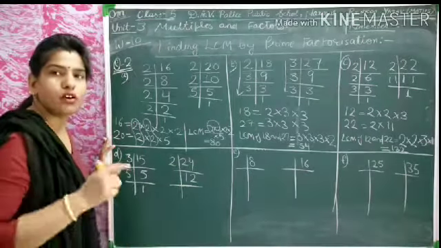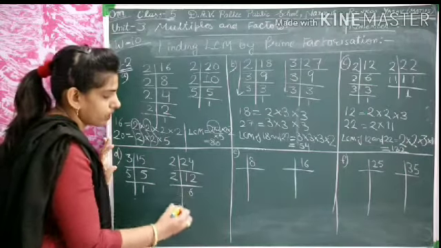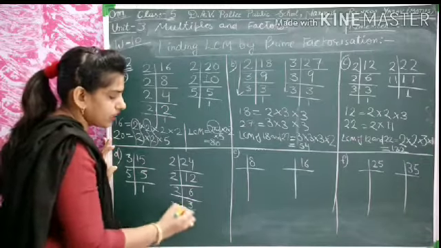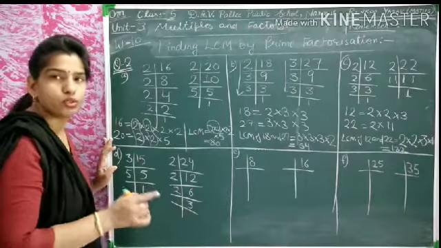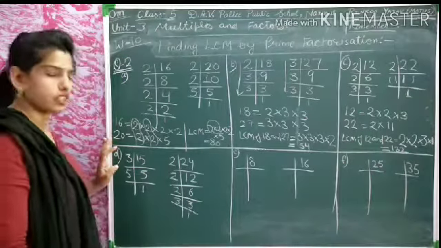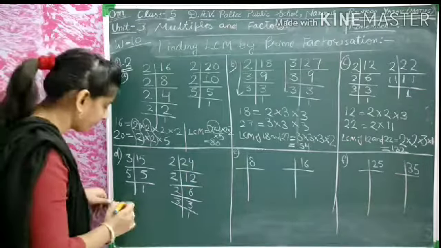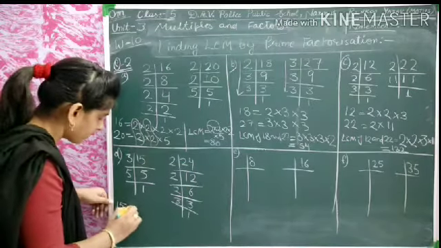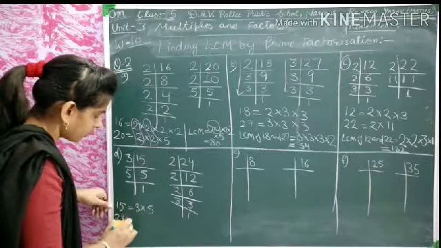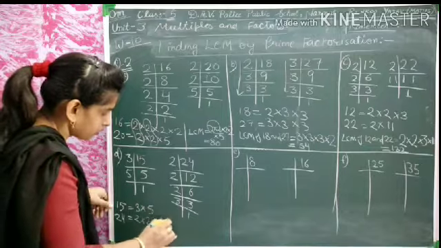Now it will also be divided by 2. Then 2 6s are 12. Now it is also divided by 2. 2 3s are 6. Now this is not divided by 2, so it will be divided by 3. 3 1s are 3. Now we have to find the LCM of both these numbers. Write down the prime factorization first. 15 is equal to 3 into 5, and 24 is equal to 2 into 2 into 2 into 3.